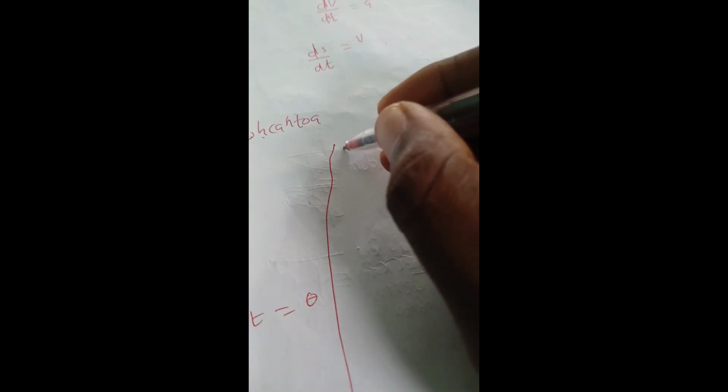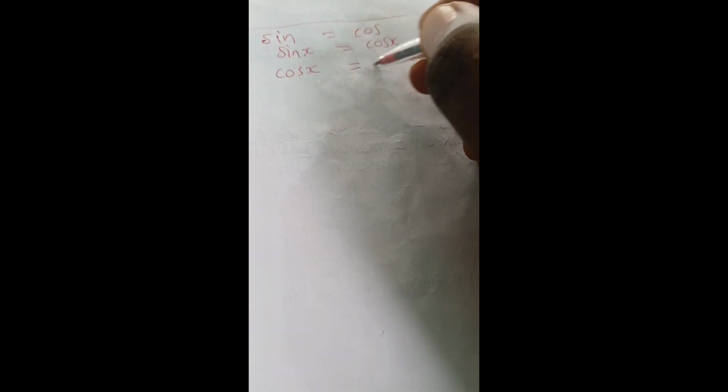Now, maybe you've not been introduced to differentiation, let me show you something small over here. If you have sine and you differentiate, you are going to get cos. So let's say you have sine x. If you differentiate, you're going to get cos x. Now, if you have cos x and you differentiate, you're going to get negative sine x.